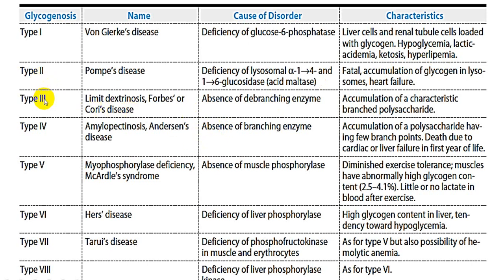For another disease, type 2, Pompe's disease, the cause is deficiency of lysosomal alpha-1,4 and 1,6 glucosidase. Because of deficiency in this enzyme, there is fatal circulatory accumulation of glycogen in lysosomes, causing heart failure. Even type 2 has a relationship with heart failure.